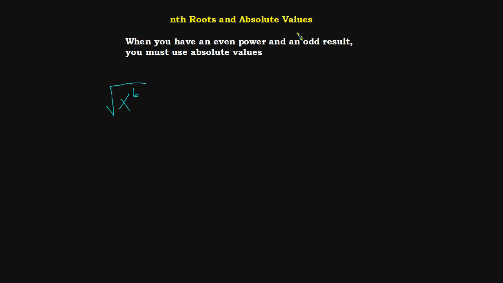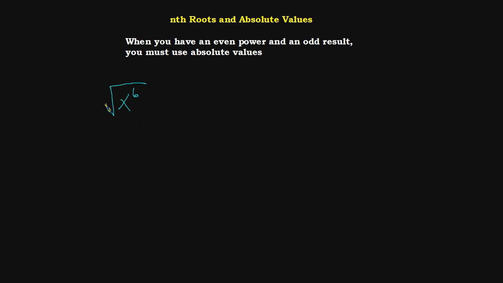Nth roots and absolute values. It's extra work for your brain, and it's not that important. But even so, I'm going to try to explain it to you so that you can get the answer that matches the one in the book or on the test. So here's the idea: when you have an even power and an odd result, you must use absolute values. Now let's talk about this.